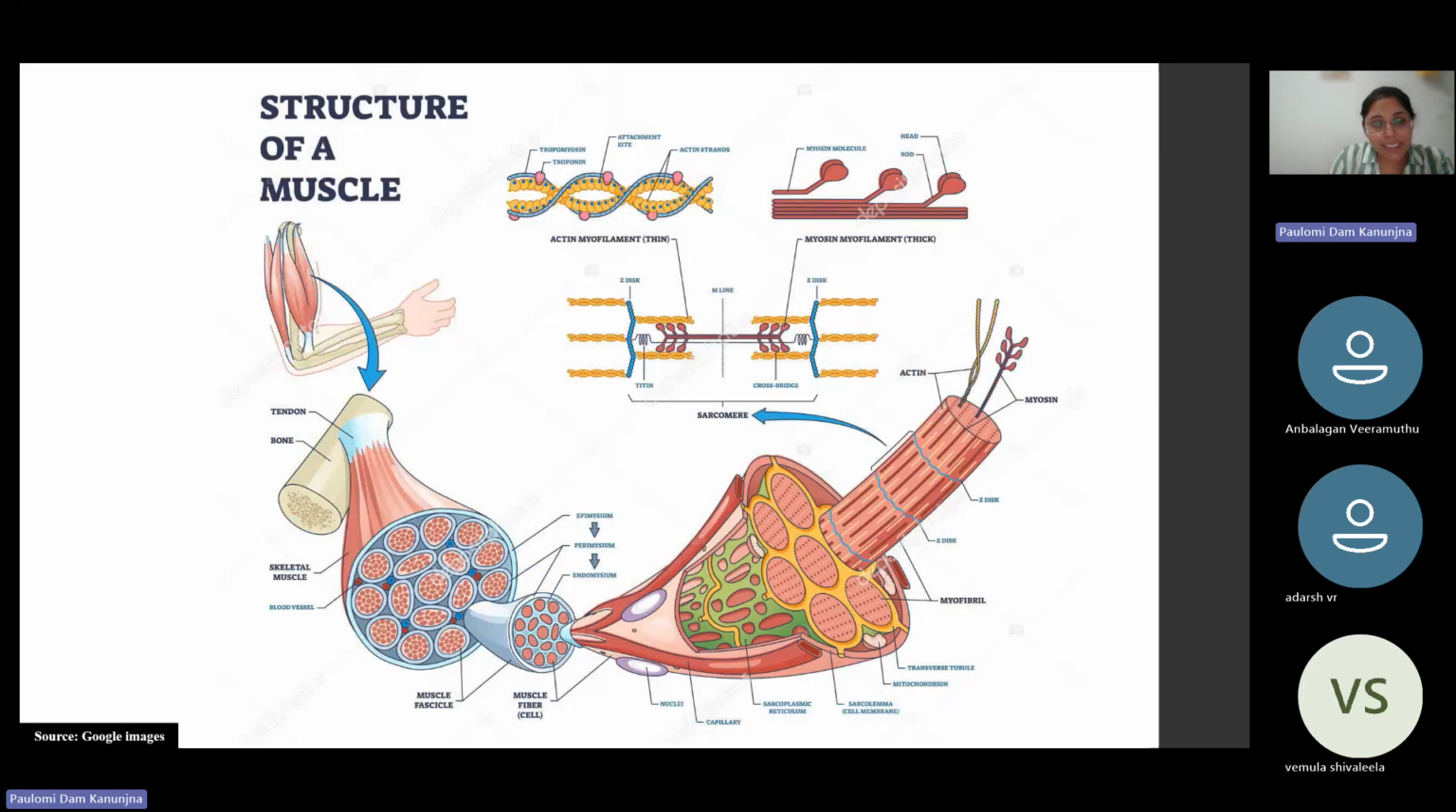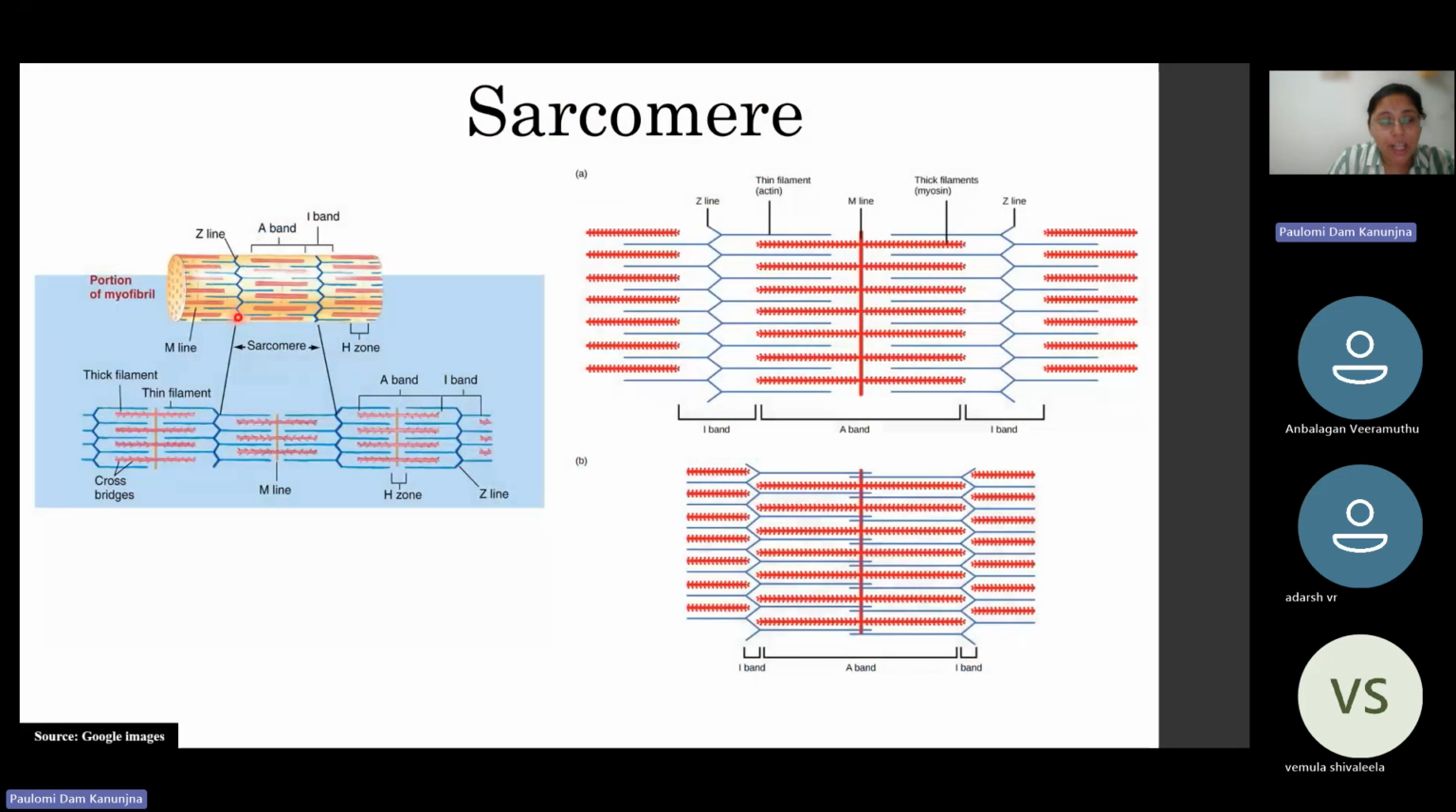Now, let's just look at one sarcomere. How do you identify a sarcomere in your fiber or myofibril? These zigzag lines. The zigzag lines mark the boundaries of the sarcomere. Okay. And these zigzag lines are called the Z line, right? So the Z line marks the ending of the sarcomere. Start with that first, right? Now zoom out and see what's happening.